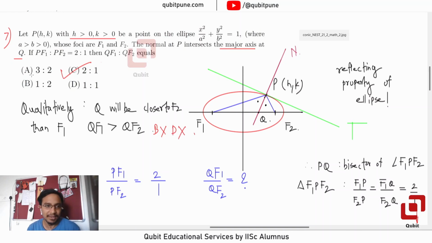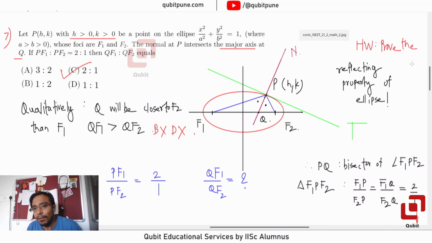So it is then either A or C, but that issue is not yet resolved unless you know the reflecting property of the ellipse. If you go with the derivation, it is going to take some time. We have to first find the equation of the tangent and the equation of the normal, then let it intersect the x-axis at Q, and then find the ratio of F1Q to F2Q. You can try that if you want. Homework is to prove the reflecting property of the ellipse.